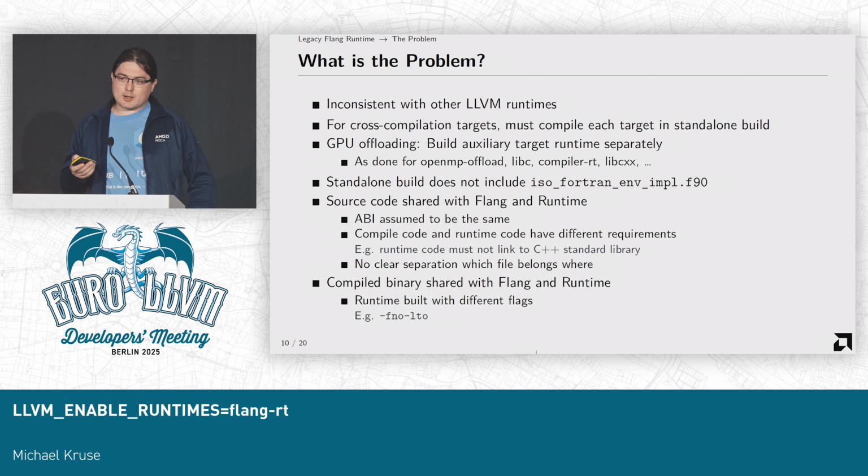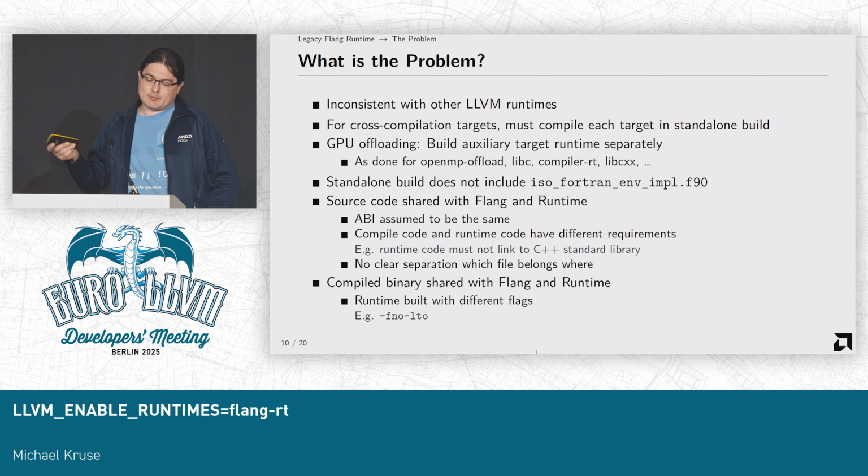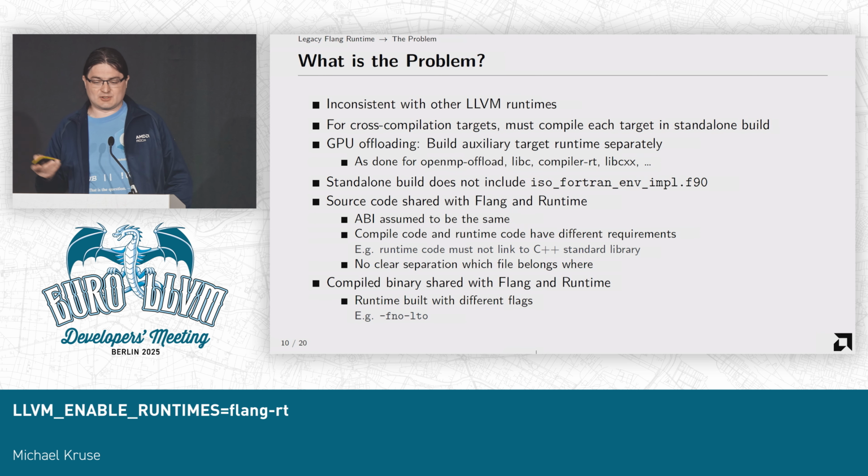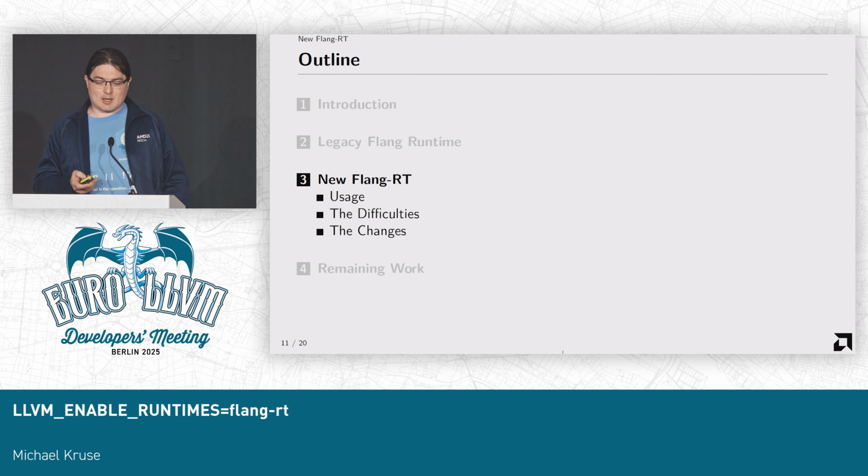I also showed libdecimal, which is shared code, which comes with problems. There are different requirements for what you compile the runtime with and what you compile the compiler itself with. For instance, LTO is not supported with the runtime at the moment. It should not have anything to do with how Flang and the compiler, the runtime is compiled, but at the moment it had to use the same flag.